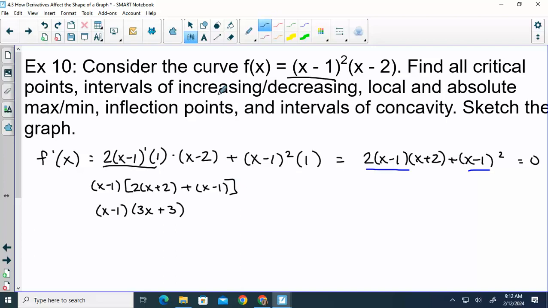Oh, hold on, I have a mistake. I changed my x minus 2 to an x plus 2 right here. Sorry about that. So that would be negative 4 minus 1, so minus 5. So I have my derivative, it's in factored form now, so now we can figure out what makes it 0. So my critical points would be what?